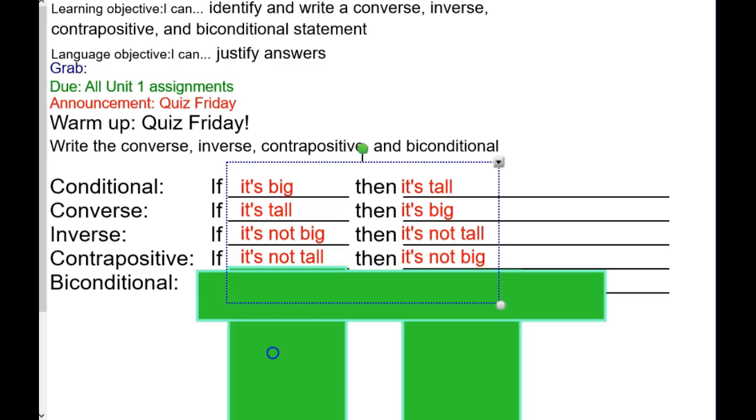Contrapositive is the hardest one. It's two changes. Change the order and put not to make it opposite.